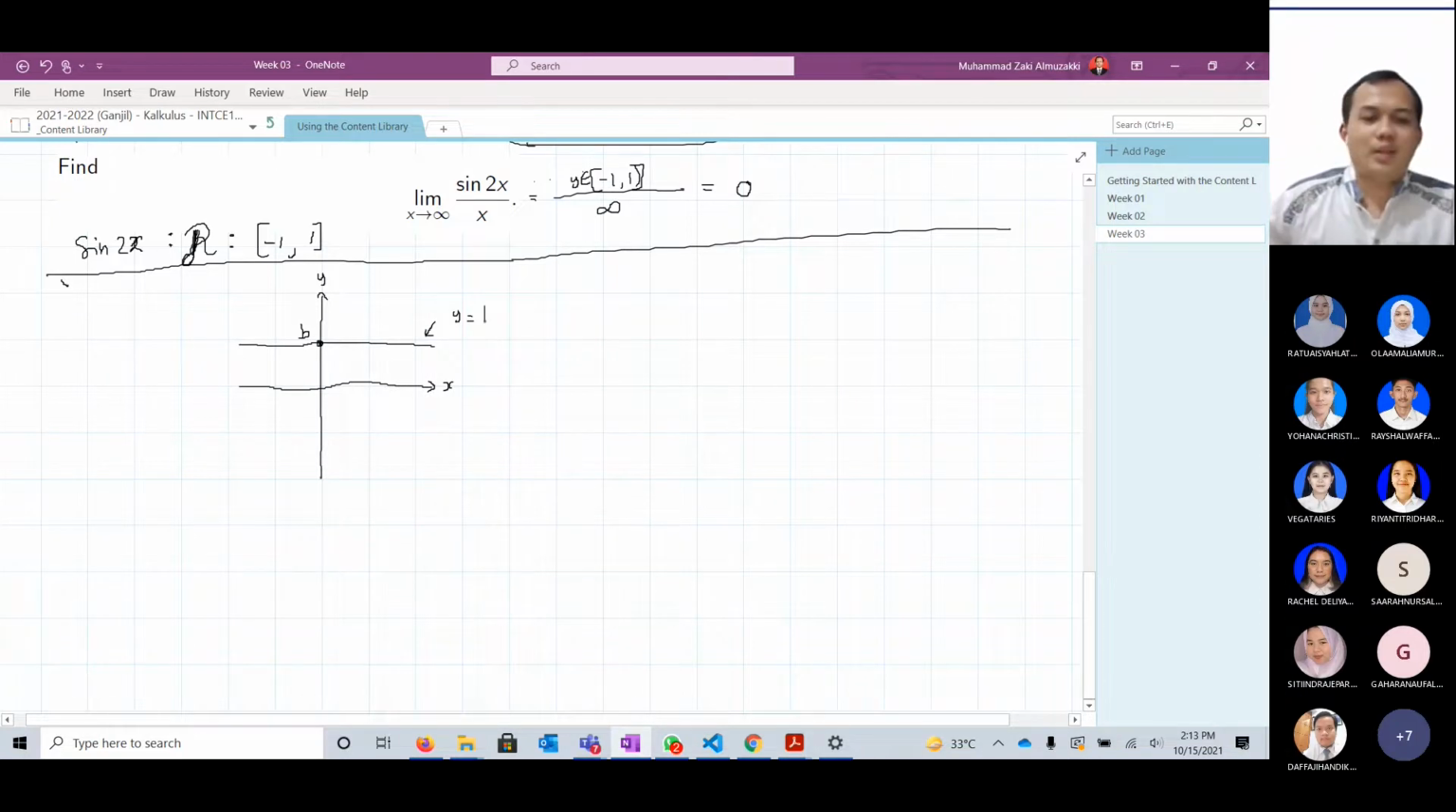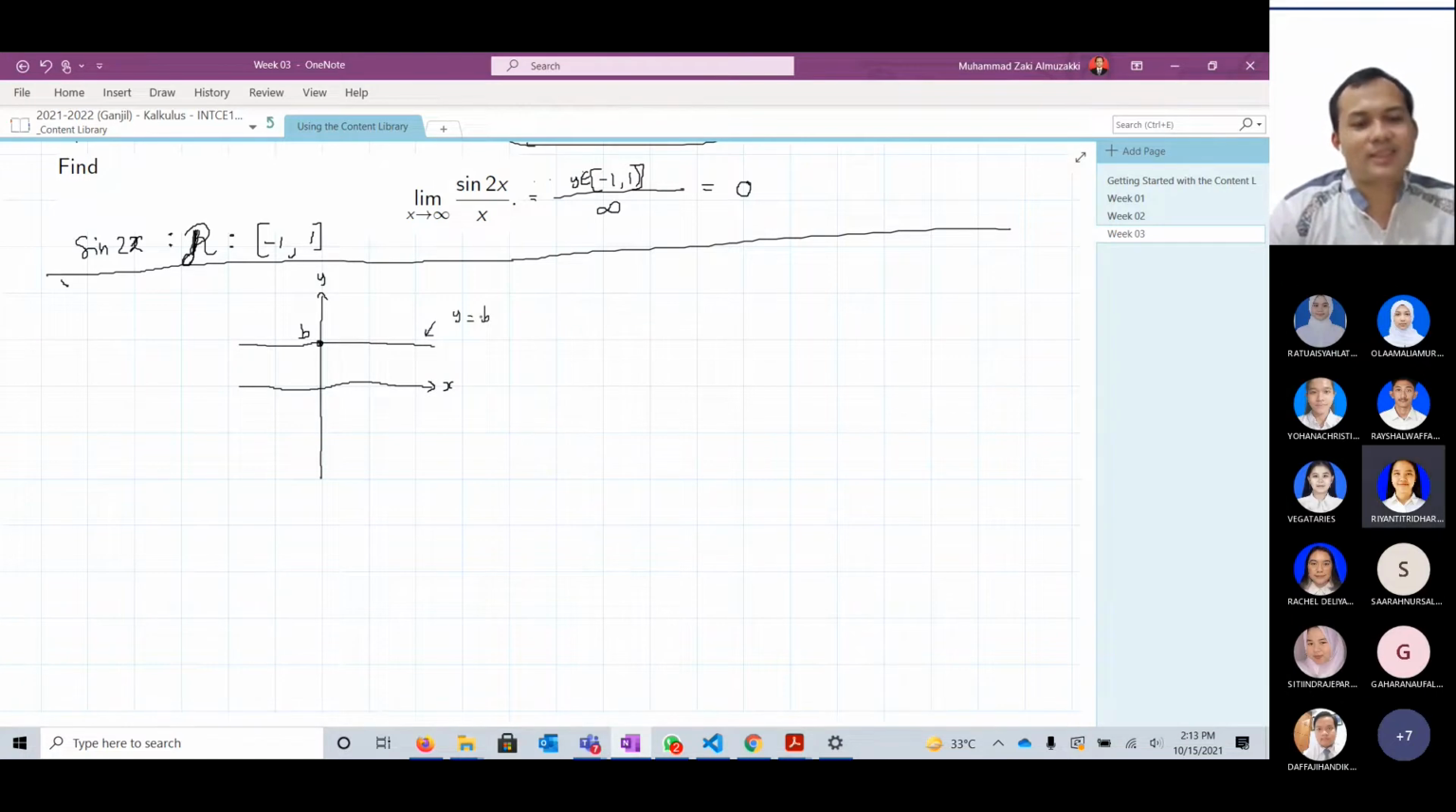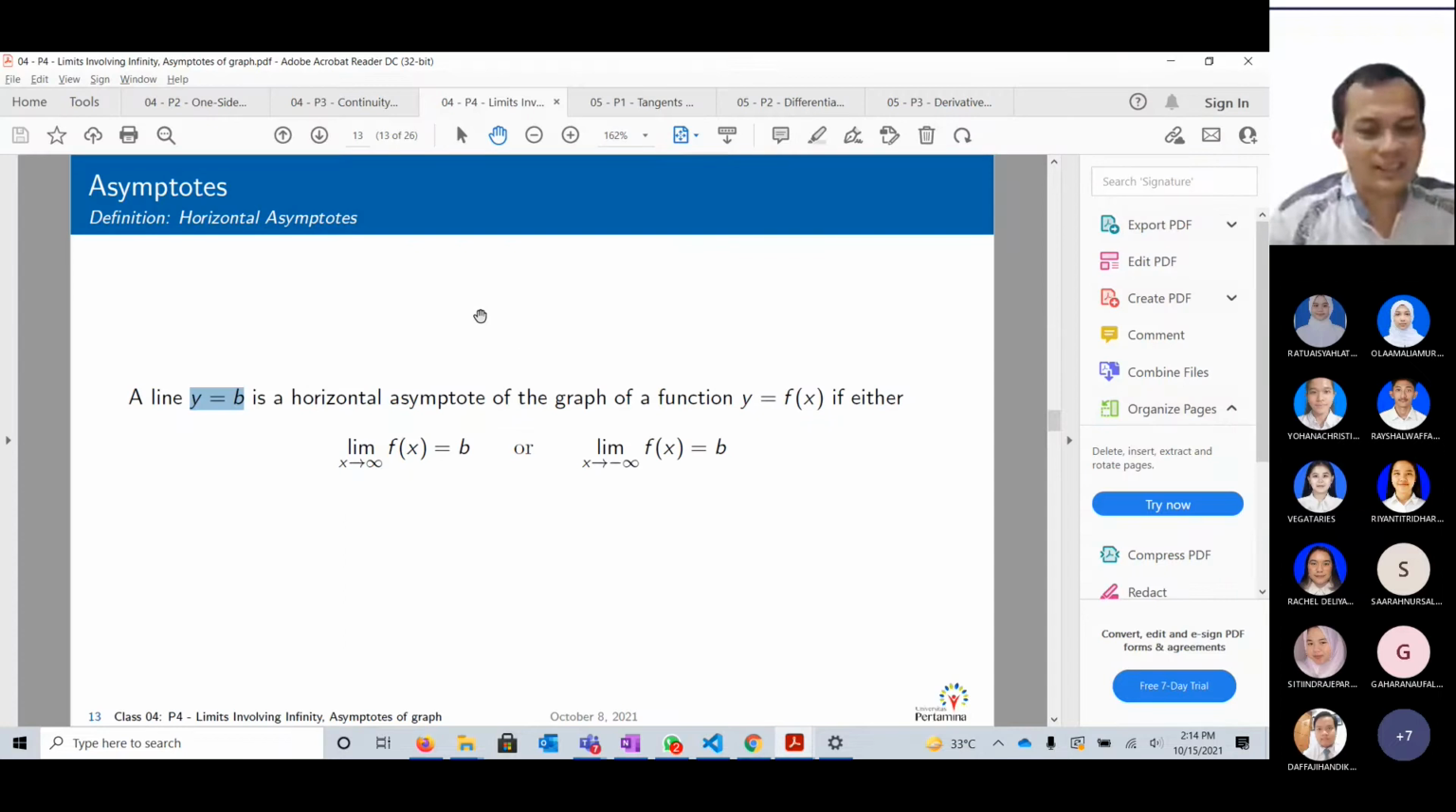So now, y equals to b is a vertical line or horizontal line? Horizontal. Okay, now if I have x equals to a, is it a vertical line or a horizontal line? Vertical line. Okay. Is it clear? Yes, sir, it's clear.